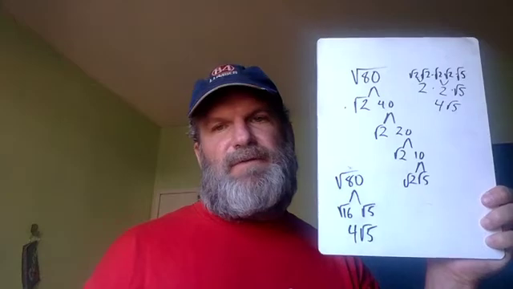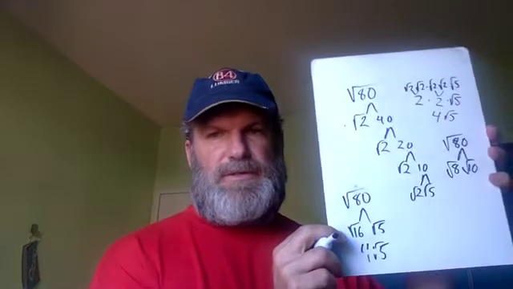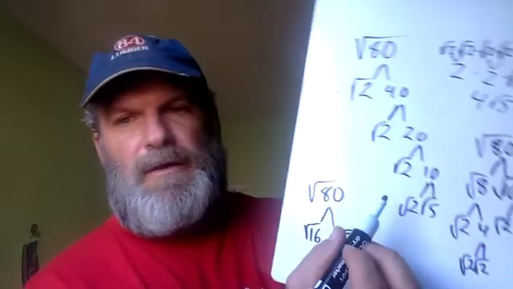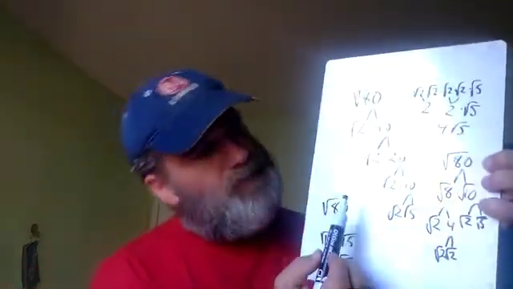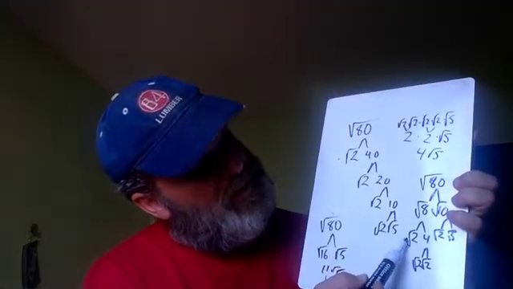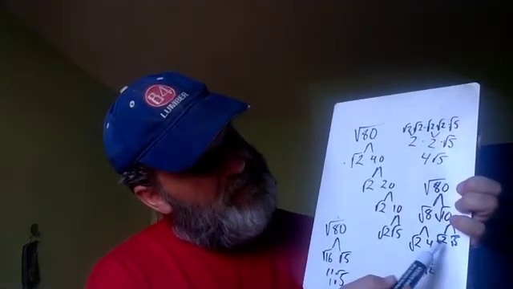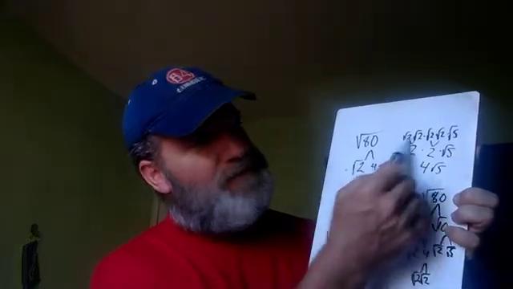And you don't even have to start with 2 and 40. You could have started with 8 and 10. If you start with 8 and 10, you'll still end up with the same answer. 8 breaks down into 2 times 4, and 4 breaks down into 2 times 2. 10 breaks down into 2 times 5. So I've got 1, 2, 3, 4 2s and a 5. 4 2s and a 5.